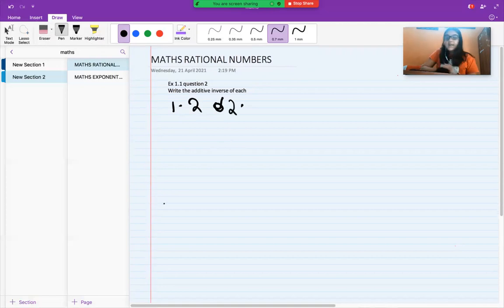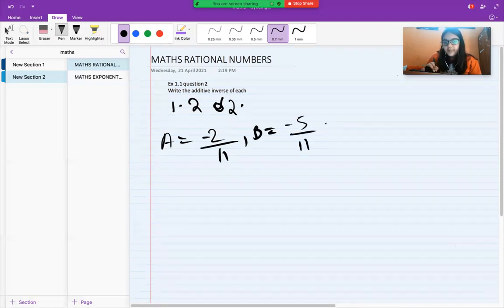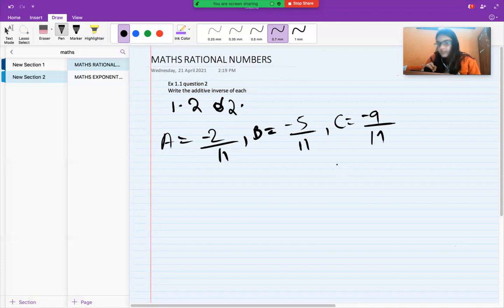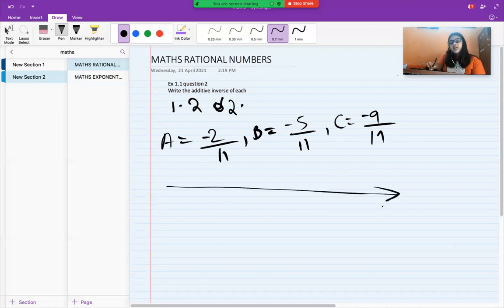And question 2 is saying that a is equal to minus 2 by 11, b is equal to minus 5 by 11, and c is equal to minus 9 by 11. So it will be continued to the left of the 0. So this is our very big number line with 0, and it just goes on and ends. Okay, so this is our number line.